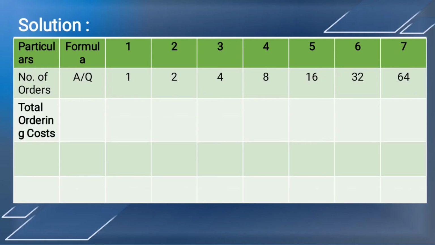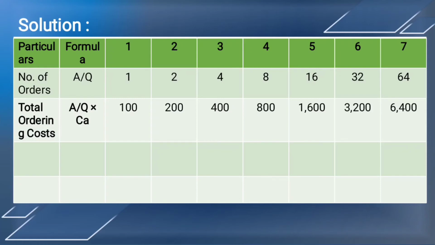Next, total ordering cost, which is A upon Q into CA. So for lot 1 it will be 100. For lot 2 it will be 200. For lot 3 it will be 400. For lot 4 it will be 800. For lot 5 it will be 1600. For lot 6 it will be 3200. For lot 7 it will be 6400.